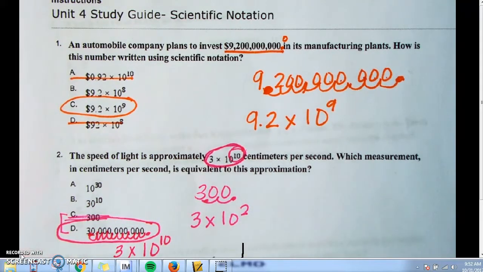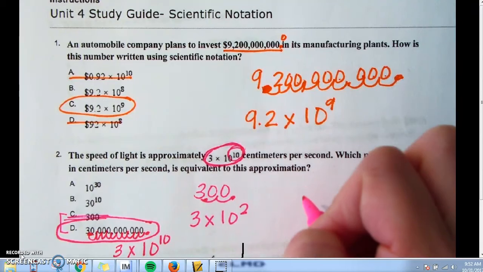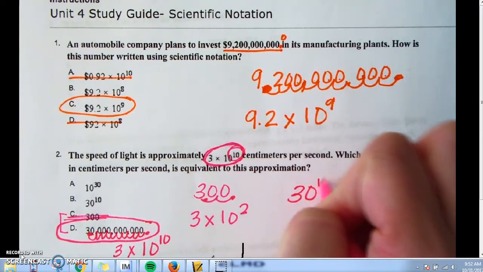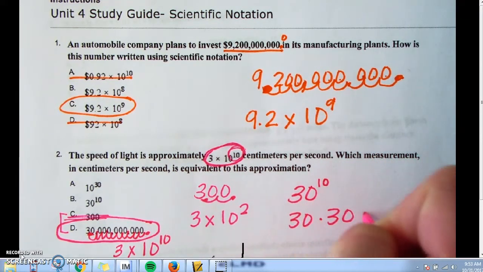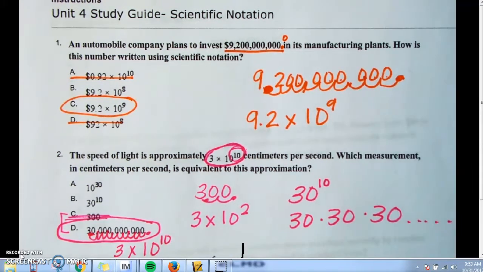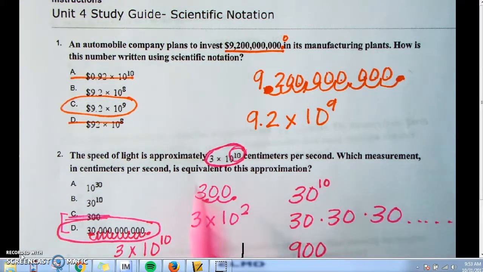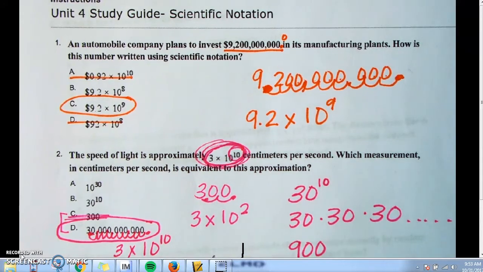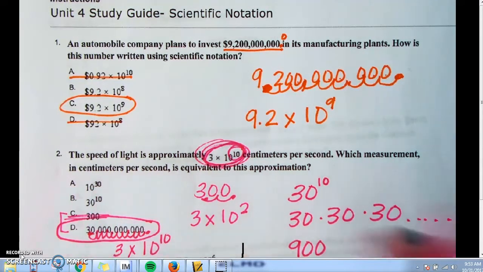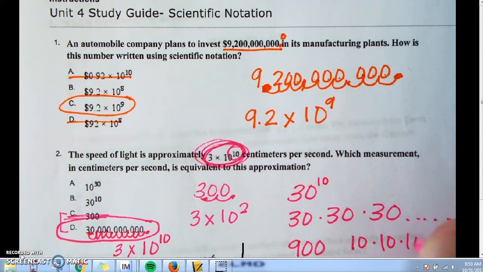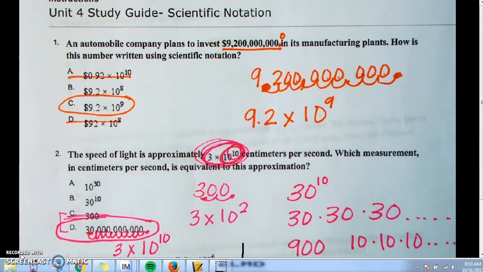30 to the 10th power is 30 times 30 times 30, all the way 10 times. 30 times 30 is going to be 900, right? So we know that that's not going to be 3 times 10 to the 10th because it doesn't start with a 3. 10 to the 30th power is going to be 10 times 10 times 10, 30 times. First of all, that's way too much, especially if this is 10 to the 10th power. Plus, it's also not going to start with a 3. So your correct answer for that one is D.